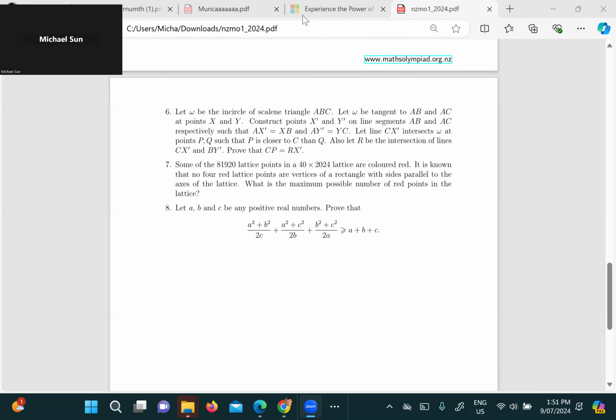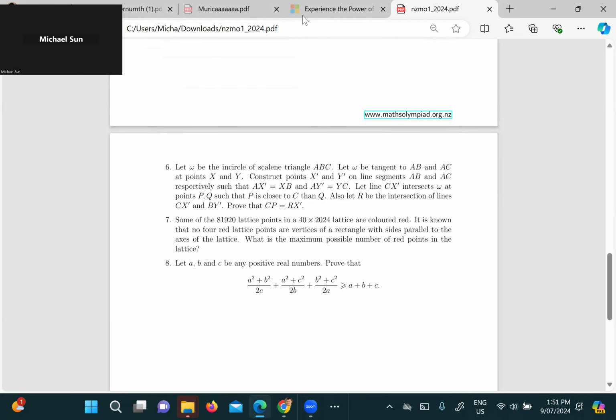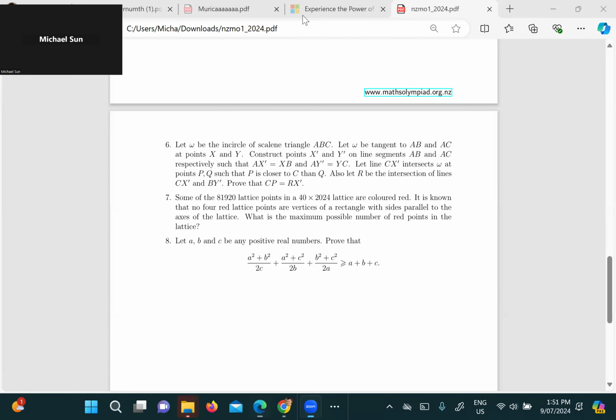I don't know, it might be interesting to look at this one together. Let omega be the incircle of scalene triangle ABC. Okay, that's not really scalene, but whatever. Omega be tangent to AB, AC at X and Y.